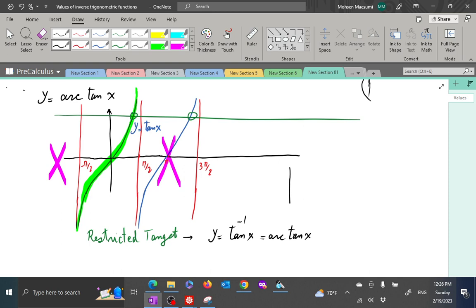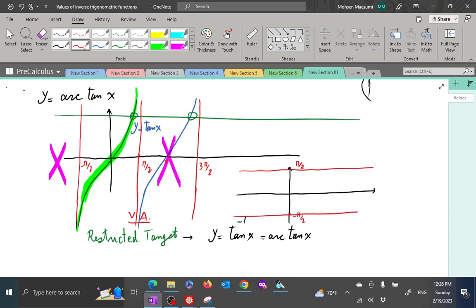How does its graph look? Well, it has some interesting features. The so-called vertical asymptotes that we had here, if we reflect them across the 45-degree line, they are going to become horizontal asymptotes. So we are going to have a horizontal asymptote at pi over 2 and another horizontal asymptote at minus pi over 2. And this picture is going to flip over. That is going to look like this.